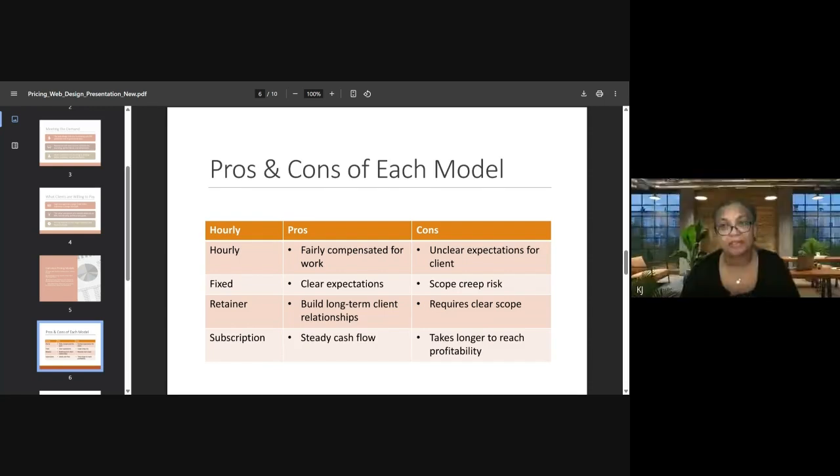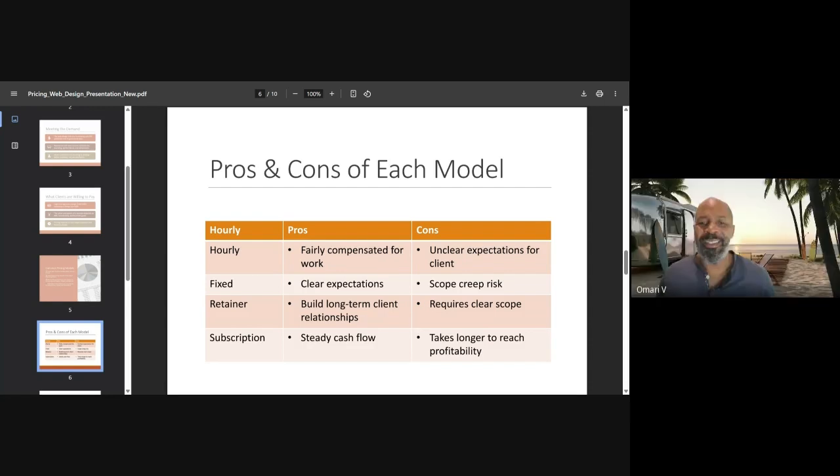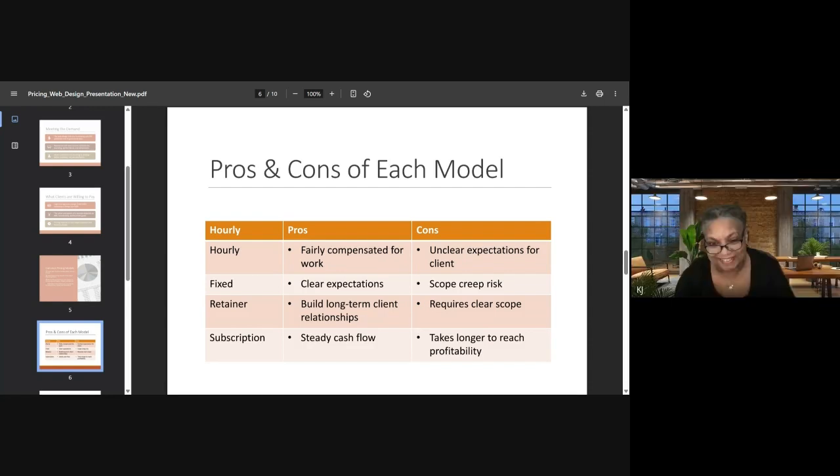Yeah, but then it weighs itself out sometimes when you get a customer who hardly ever bothers you, but they still pay. Mm-hmm. The best customer. It's true. It's true.